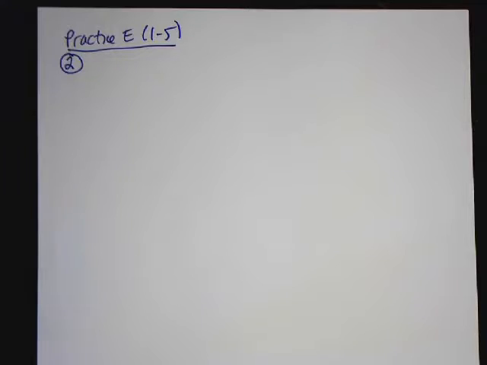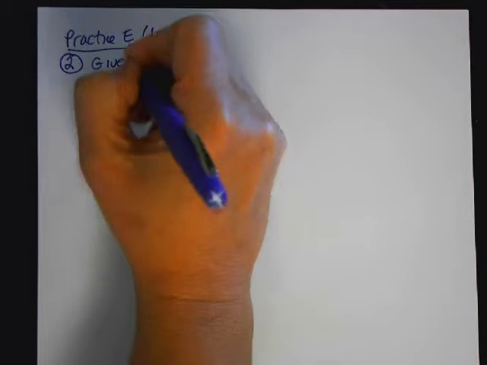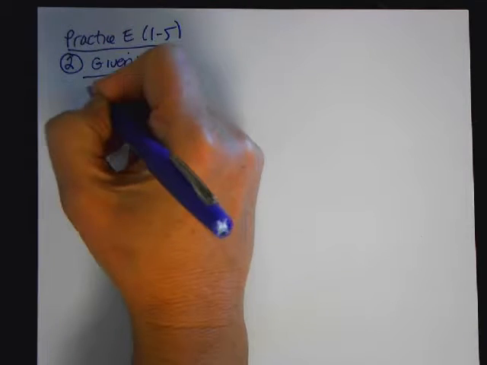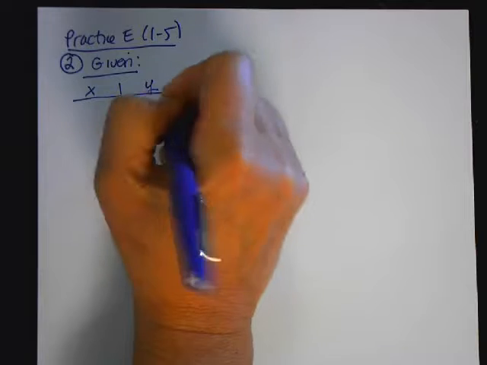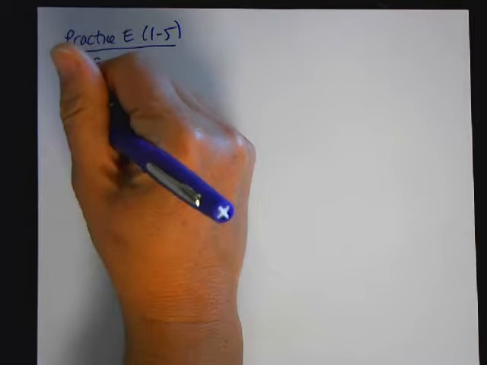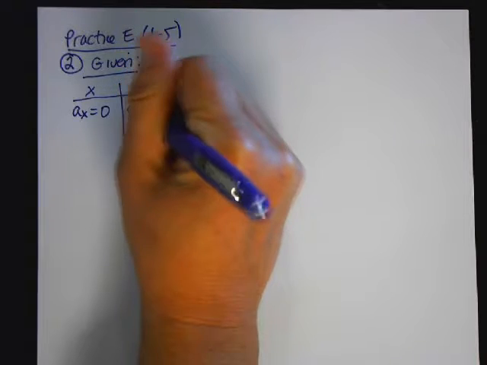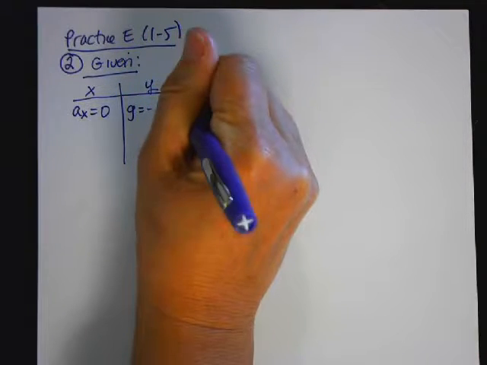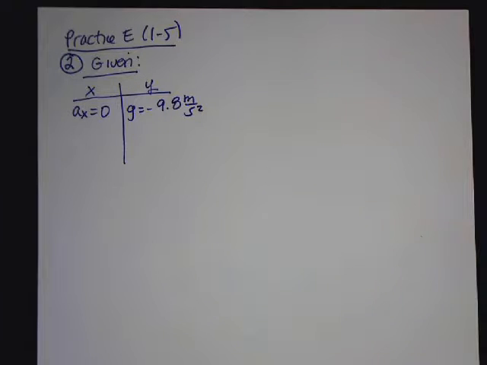So before I even read the problem of doing projectile motion, I'm going to write my given, and I'm going to write my x and my y given. Why am I doing that? Because my horizontal and vertical motion are independent. So I know ax is 0 and g is negative 9.8 meters per second squared. Every single problem.